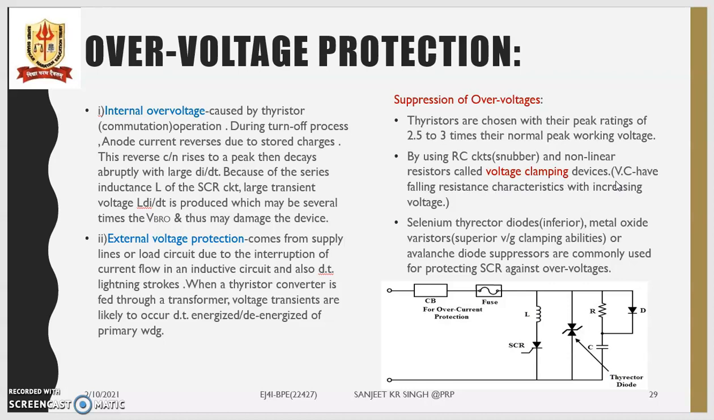So these voltage clamping devices have a negative resistance characteristic, or falling resistance characteristic with increasing voltage. The material that is used is a selenium thyrector diode, which is of inferior quality as compared to the metal oxide varistors, and the avalanche diode suppressors are used in protecting the SCR against overvoltages.